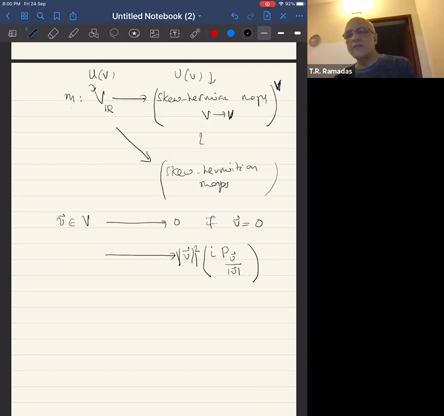So for the zero vector, the skew Hermitian map is just the zero map. If I have a non-zero vector, it gives you a one-dimensional subspace. Take the orthogonal projection to that one-dimensional subspace. That's actually a Hermitian map. Multiply by I, so you get a skew Hermitian map, and multiply this by the norm squared of V. And this is in fact the moment map. Now hold that thought.